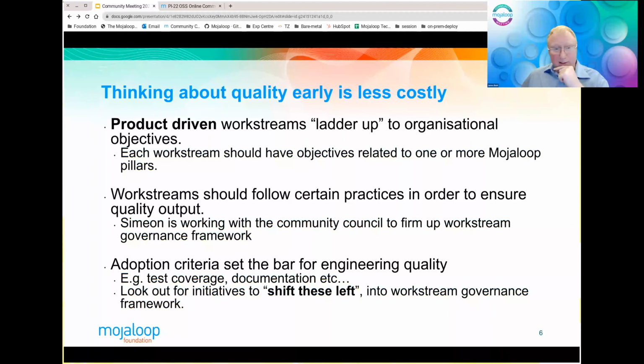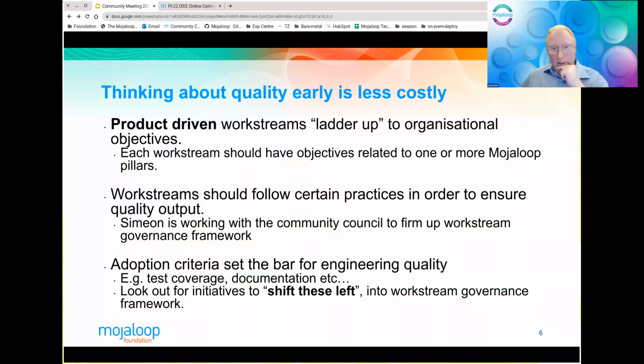From an engineering perspective, though, if work streams follow certain practices, the best practice that we learn from industry, then we have a better chance of creating quality outputs. Simeon's been doing some work with the Community Council to further define the governance framework around work streams. You can expect a document to be circulated in the community over the coming couple of weeks.